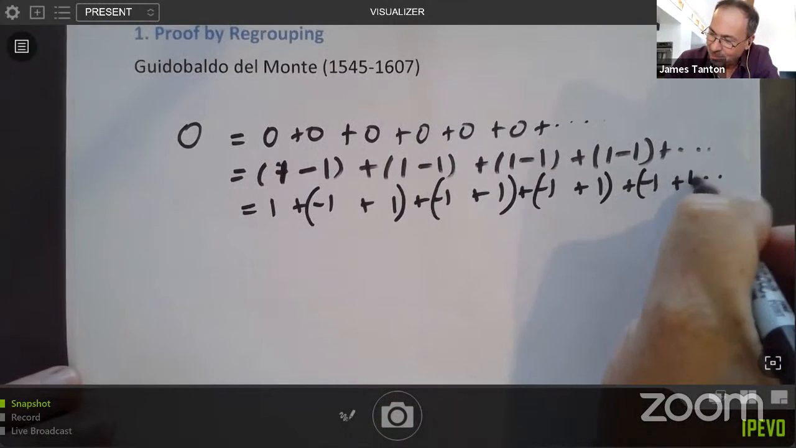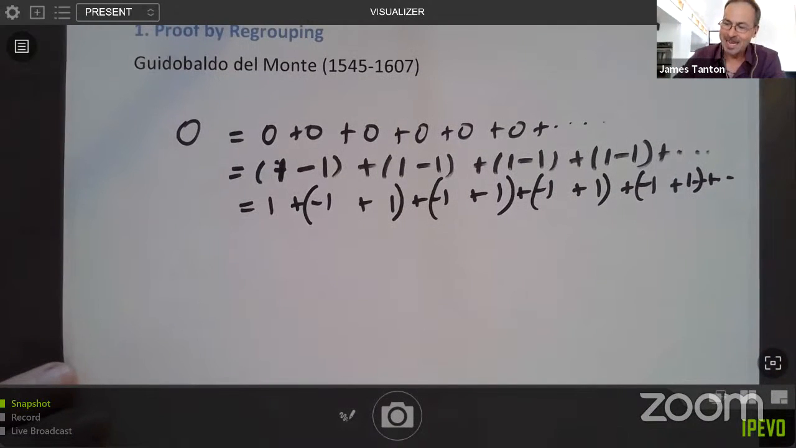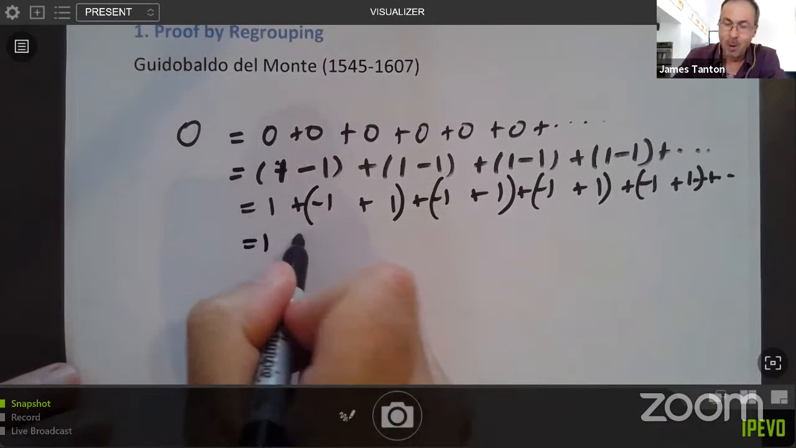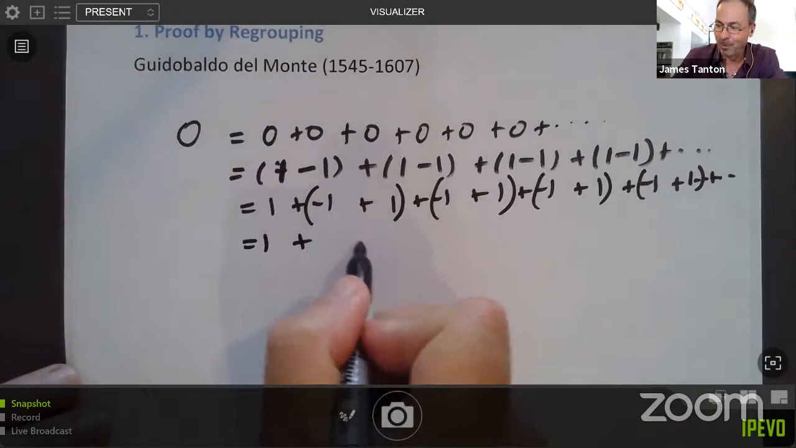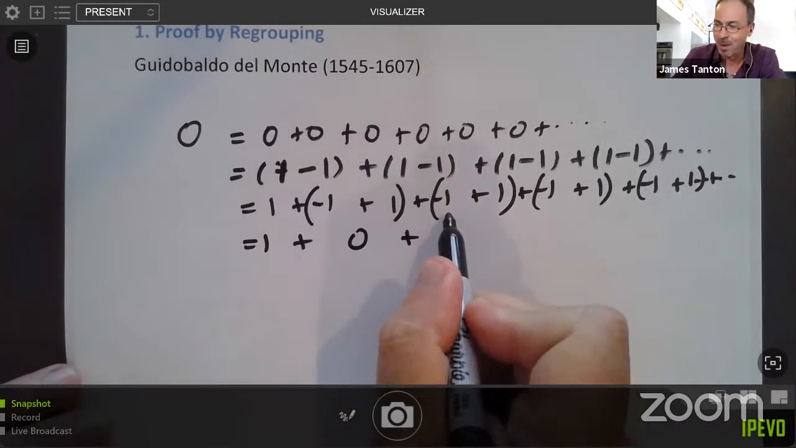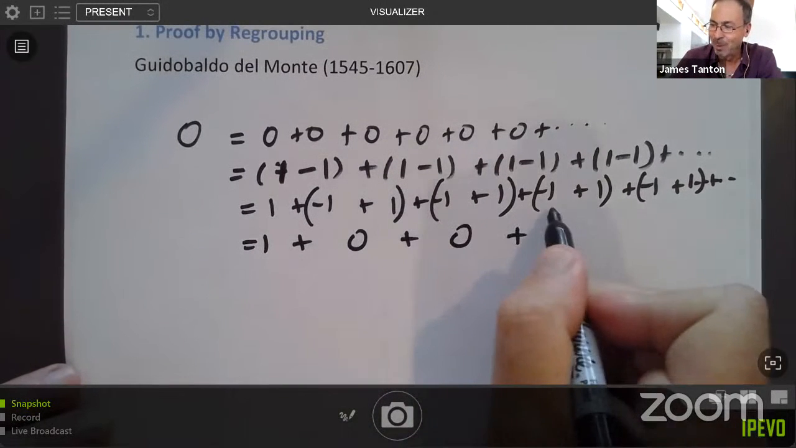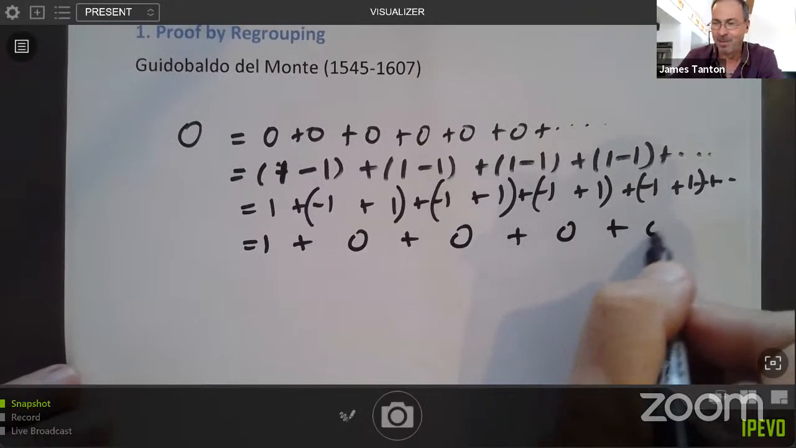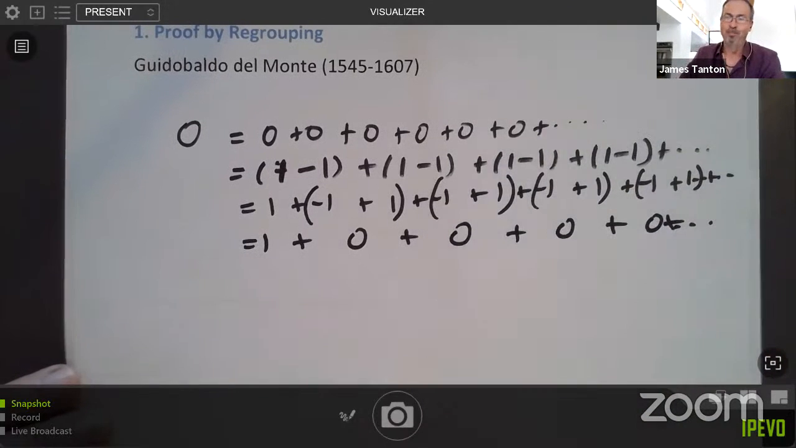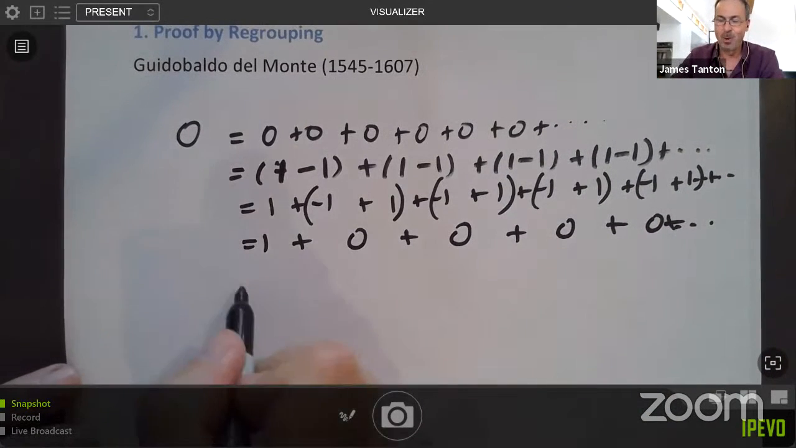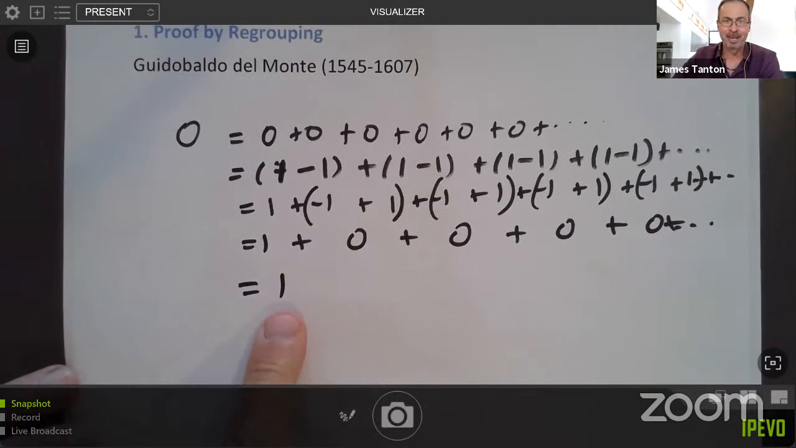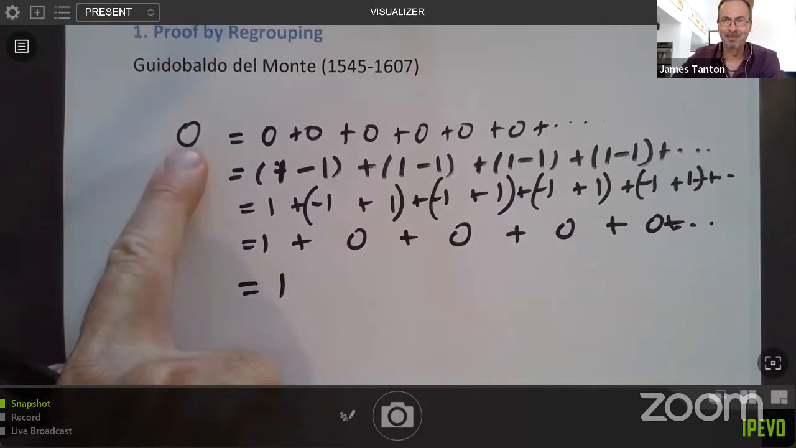Oh, there's a 1 there, and so on. So we do that. Now I see a 1 plus negative 1 plus 1. That's 0. Plus, a negative 1 plus 1. That's 0. Plus, a negative 1 plus 1. That's 0. And so on forever. And of course, 1 plus nothing plus nothing plus nothing is 1. He created something out of nothing.